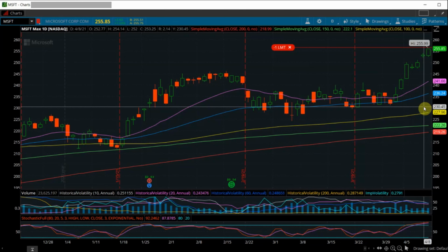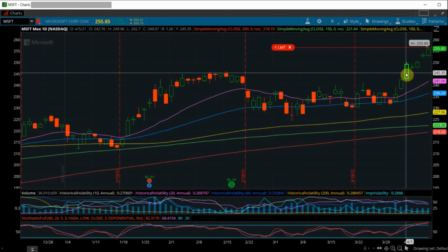So coming back to the charts on Microsoft, if you look at the 5th of April, that was when prices shot past the $245 mark. I originally thought that this would be a strong resistance level, but when prices started to move past the $245 mark, there was a high probability that it would go even further.